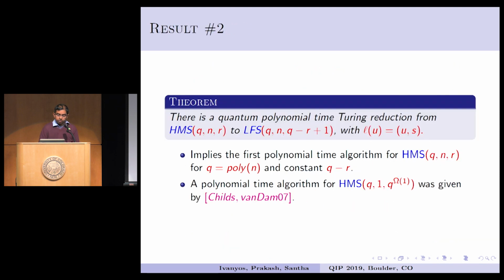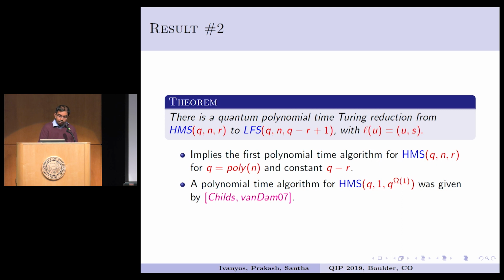So now I move on to the second idea, which is this quantum polynomial time Turing reduction from HMS to LFS. Together with the previous result, it implies the first polynomial time algorithm for HMS Q and R for Q equal to poly n and for constant Q minus R. The previous algorithms would have worked for constant Q and also a polynomial time algorithm for HMS Q1 and large R was given by Childs and Van Dam in 2007.